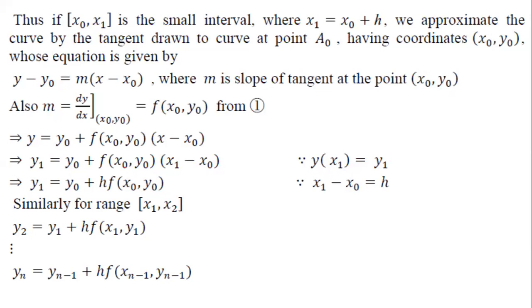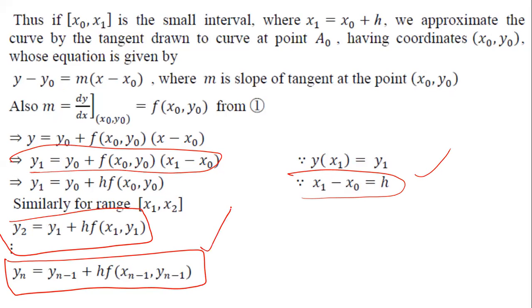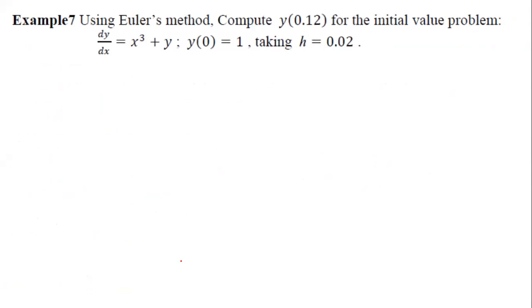If your initial point is x naught y naught, and you are arriving at another point x1 y1, this will be the relation, and x1 minus x naught is simply your increment h. And if you are going to arrive at x2, this is the formula you're going to use. So finally, the Euler formula is this: yn will be yn minus 1 plus h times f of this. So let us use the Euler method to find a solution for this.